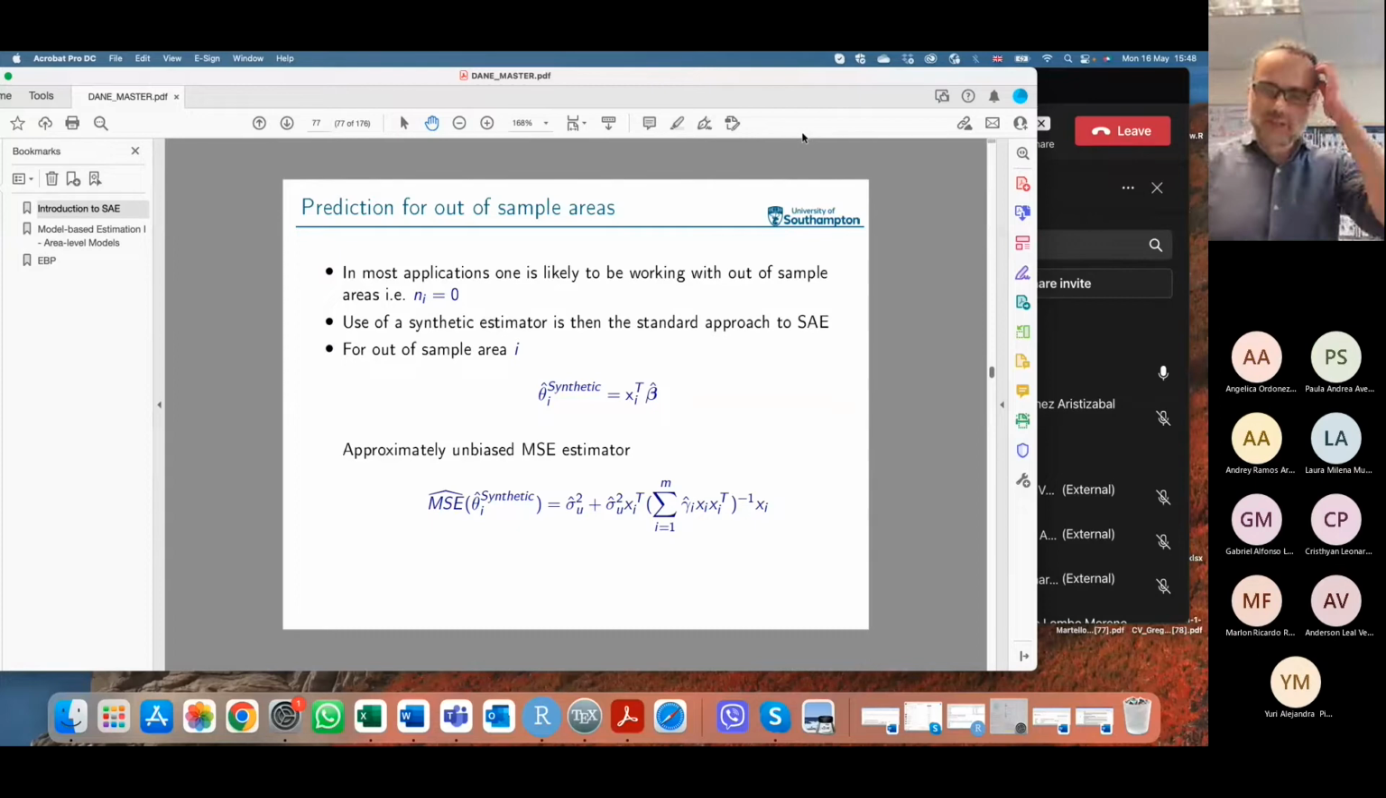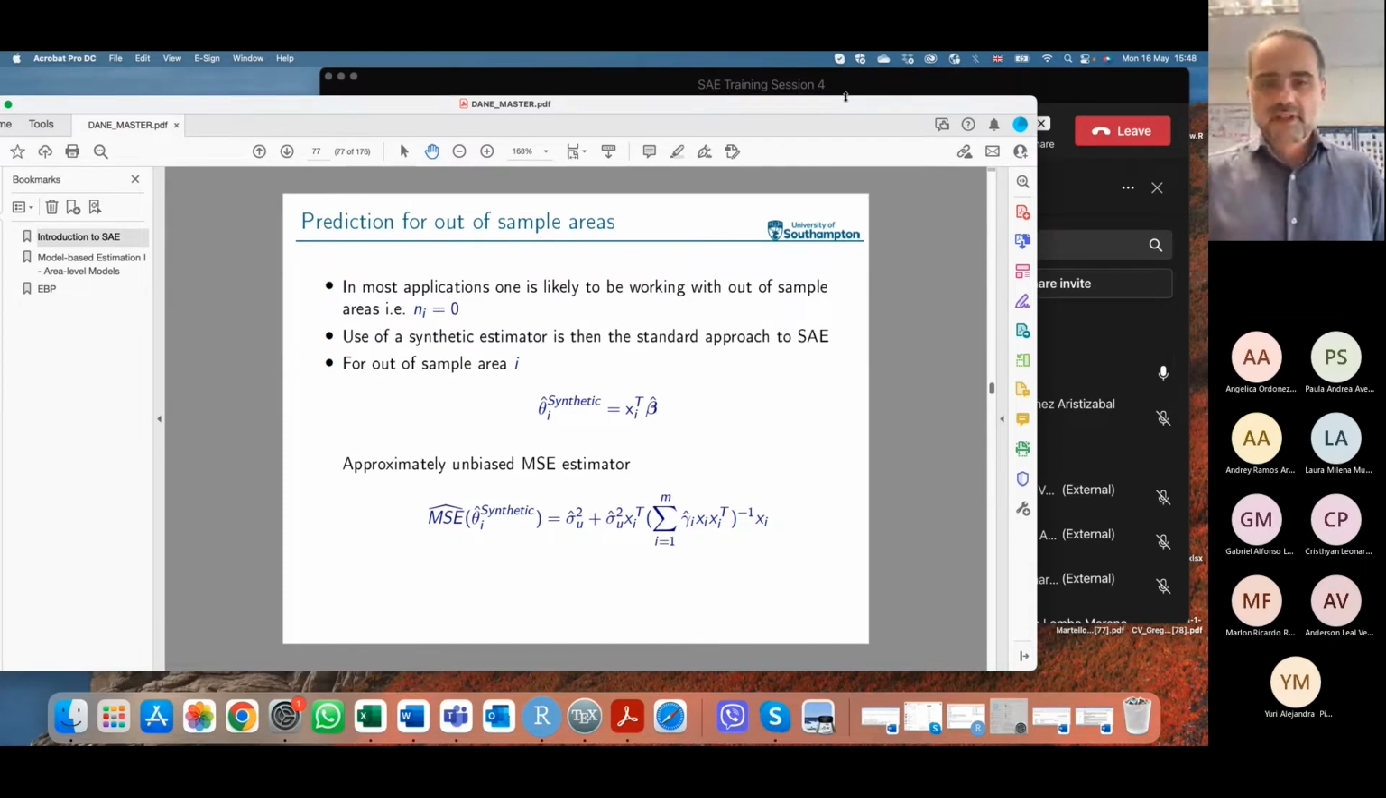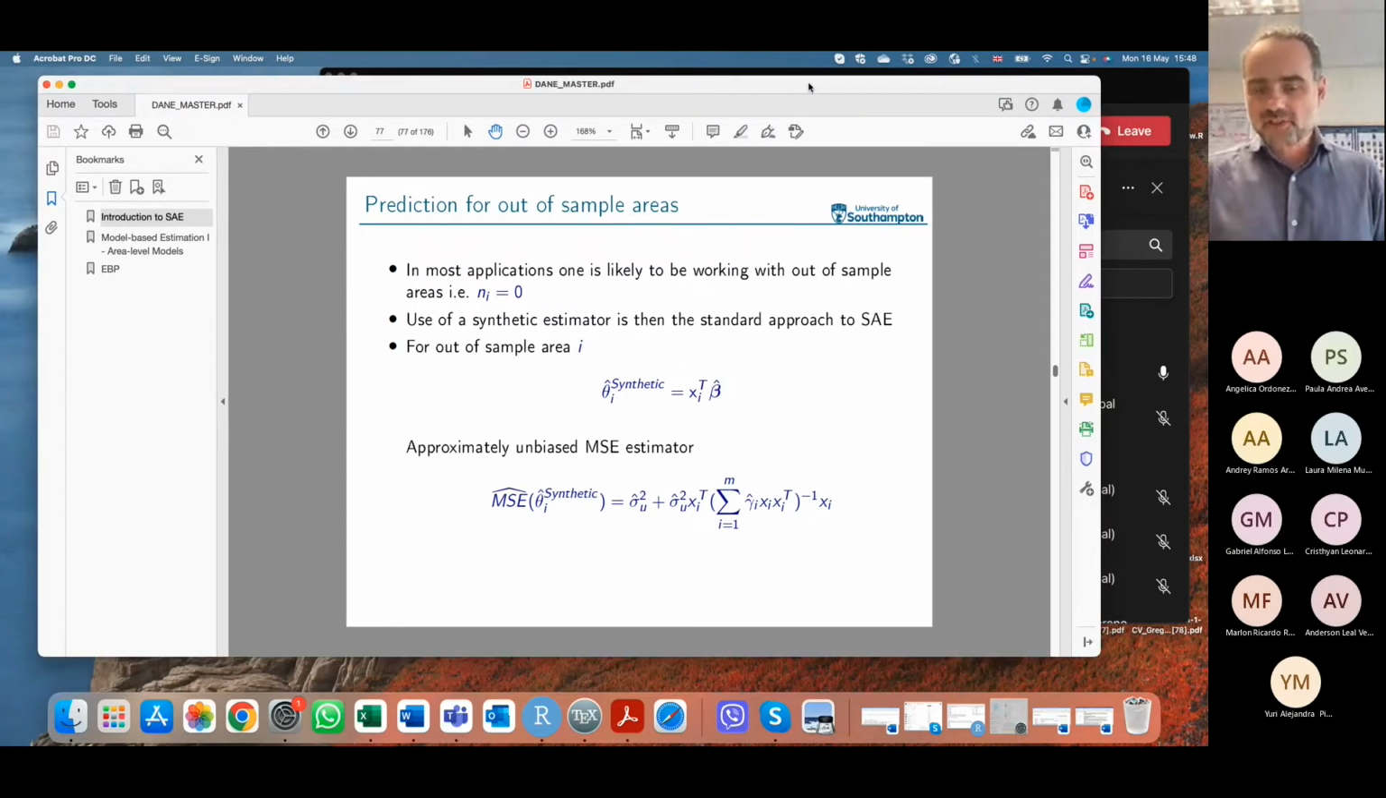Okay, so one of the things that is really important to remember, and I'm going to cover it here for a bit, is that I expect that in the applications that you're going to do in Colombia, you will face a problem with prediction for out of sample areas. Okay, let me remind you what it means to have an out of sample area.